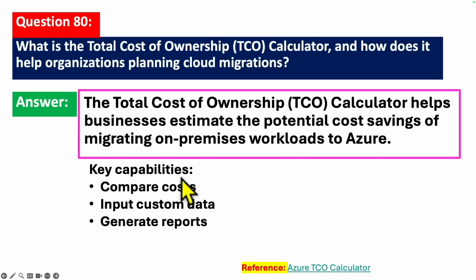Let's look at what the key capabilities of the TCO calculator are. First, it allows you to compare the on-premises cost, from a hardware point of view, software point of view, or electricity or maintenance cost, with Azure. Second, it has an ability for you to input custom data. This custom data could be your on-premises server specifications, your existing licenses purchased, or the current labor cost, what it is incurring for you at the moment, for accurate calculations. Third, it helps you generate detailed reports, and you can export these results for further analytics.